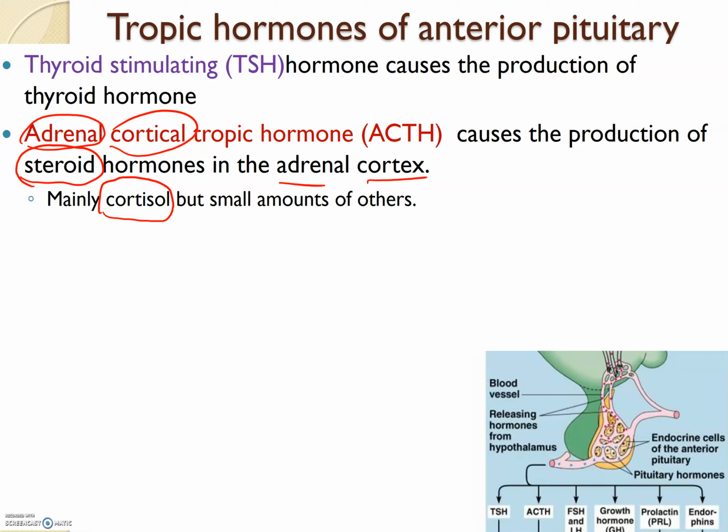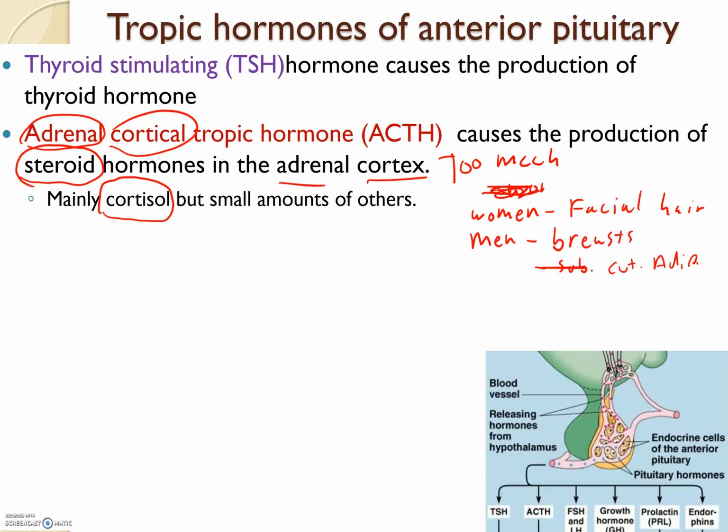Now, if you make too much ACTH, it can cause too many sex hormones. The adrenal cortex makes sex hormones. So with too much, women get facial hair, and the hair on their arms and legs also darkens because they're making more testosterone than normal. Men actually start to develop breasts and get subcutaneous adipose.